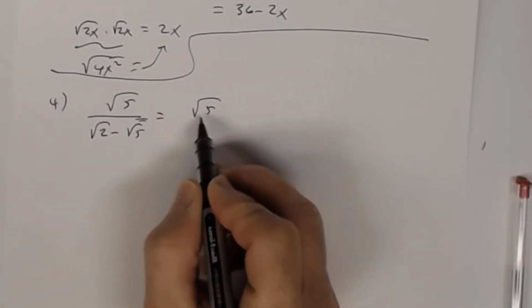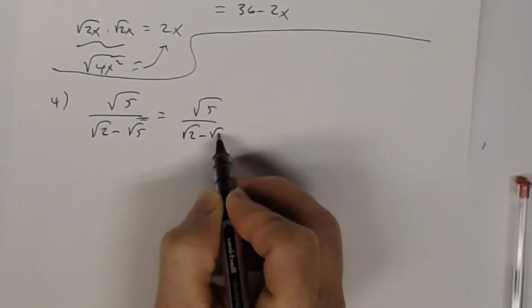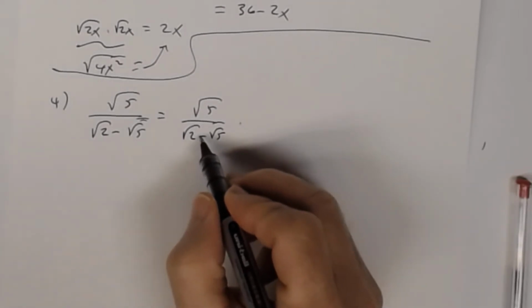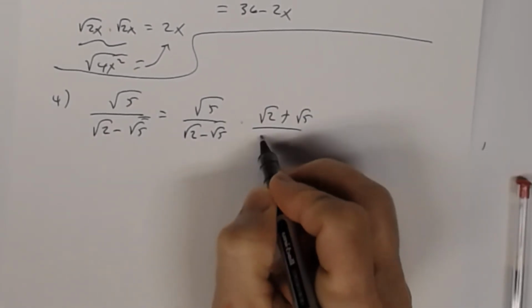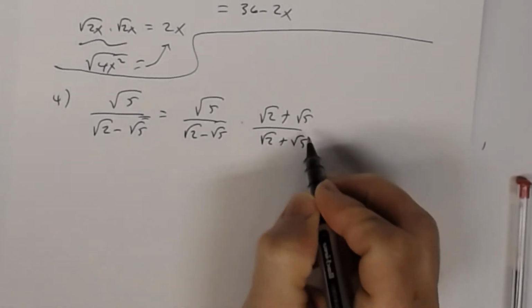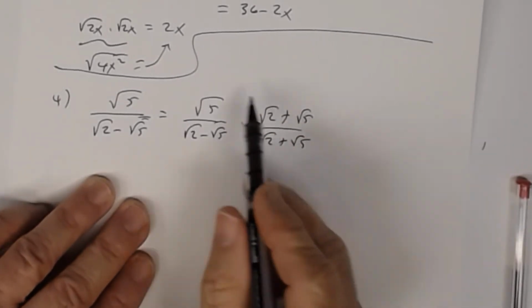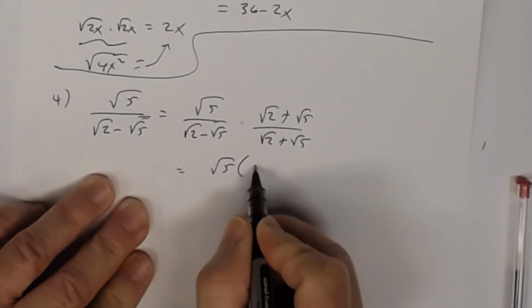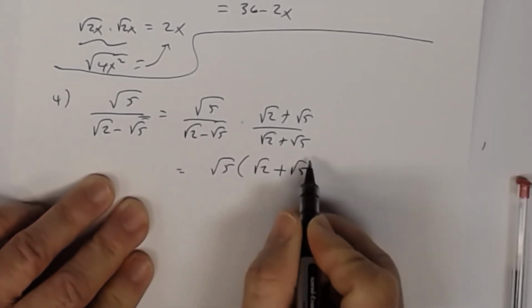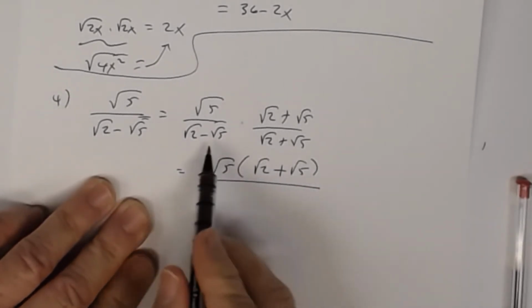You're going to multiply both numerator and denominator by the conjugate. And so the conjugate of the square root of 2 minus the square root of 5 is the square root of 2 plus the square root of 5, just like this. And then we're going to write as one fraction. So this becomes the square root of 5 times the square root of 2 plus the square root of 5, divided by, and then let's multiply this out.